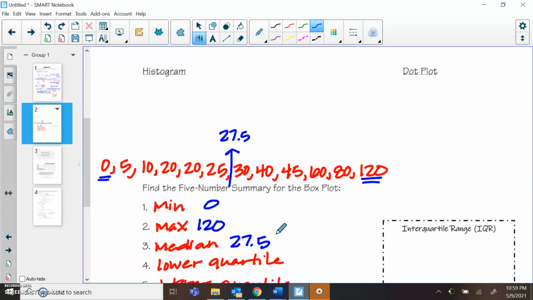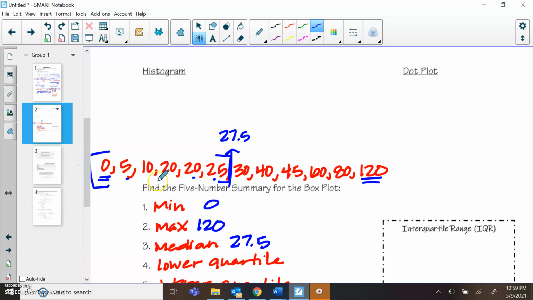Lower quartile. So quartile is when you split things into quarters, and it is the middle of the lower half. So you're going to look at everything below the median. So the median was 27.5. So you're going to look at everything from here to here, and you're going to find the middle of these numbers. So 1, 2, 3, 4, 5, 6. So I'm going to cross out just like I did with the others.